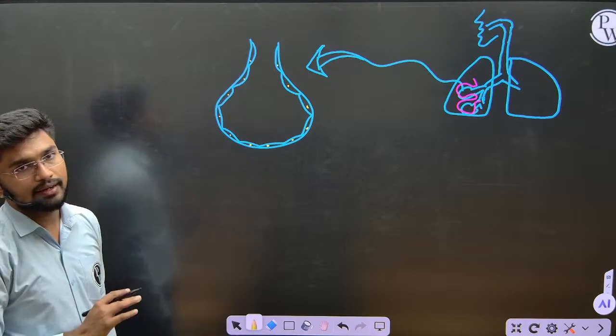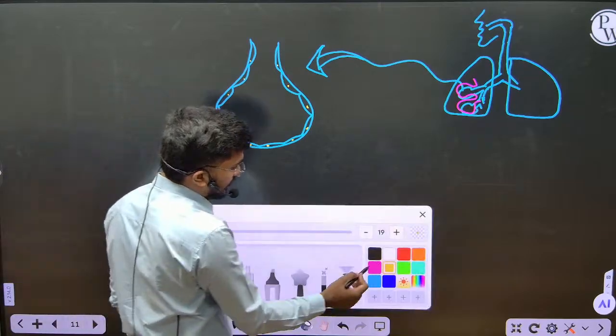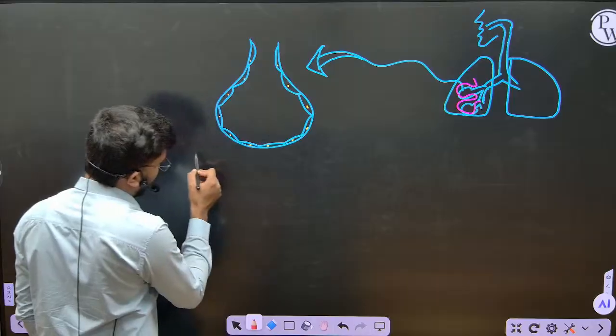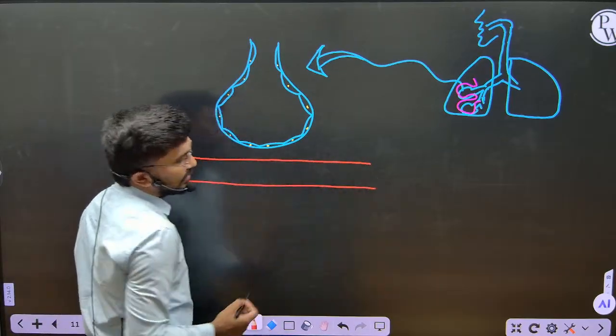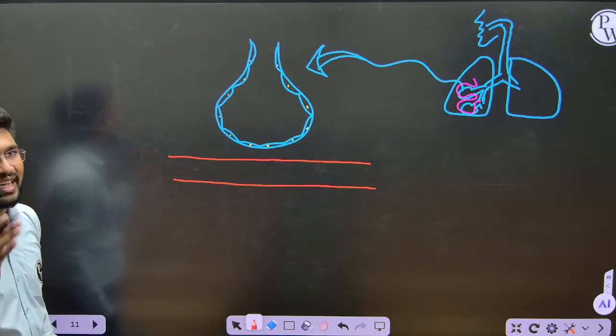It is present in alveoli. I also mentioned another example, that example is blood vessel. Let's say this is a blood vessel. Blood vessel has 3 layers. Inner layer I am speaking.